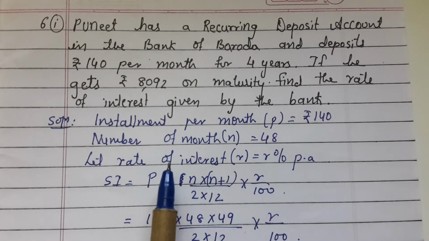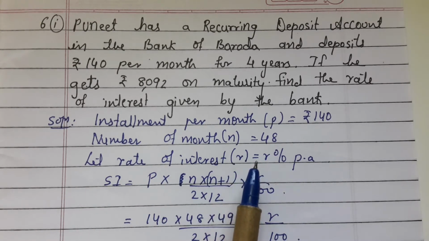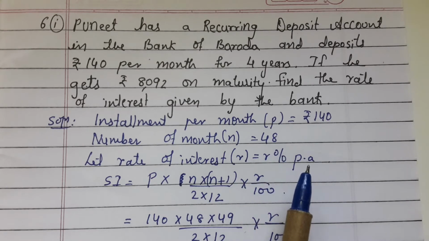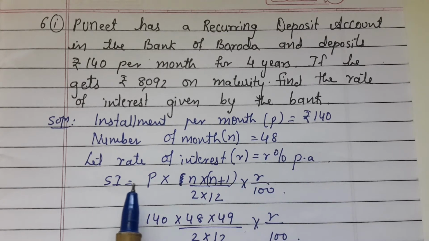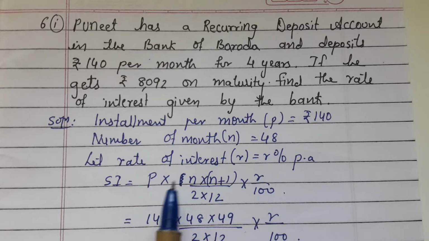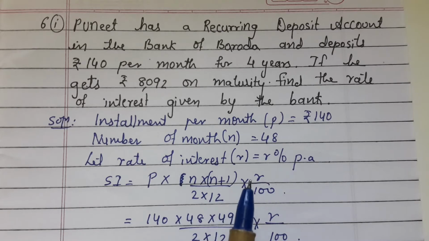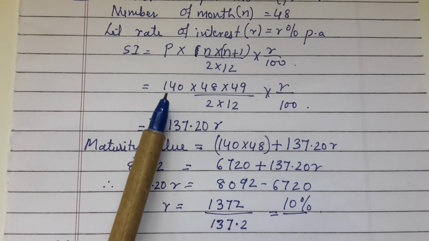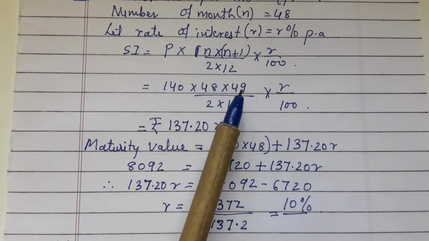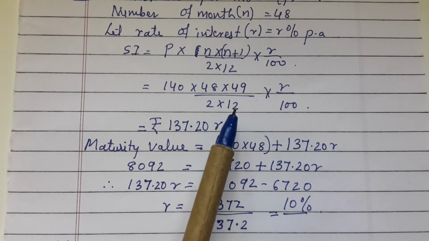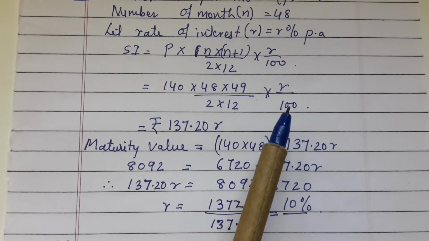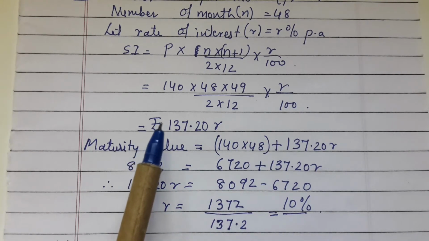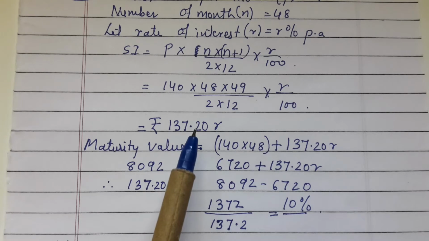Let the rate of interest be R% per annum. Therefore, simple interest, write the formula: P into n into (n plus 1) upon 2 into 12 into R upon 100. Substitute the values. P is 140, n is 48 into 49 upon 2 into 12 into R upon 100. That is equal to rupees 137.20 R.